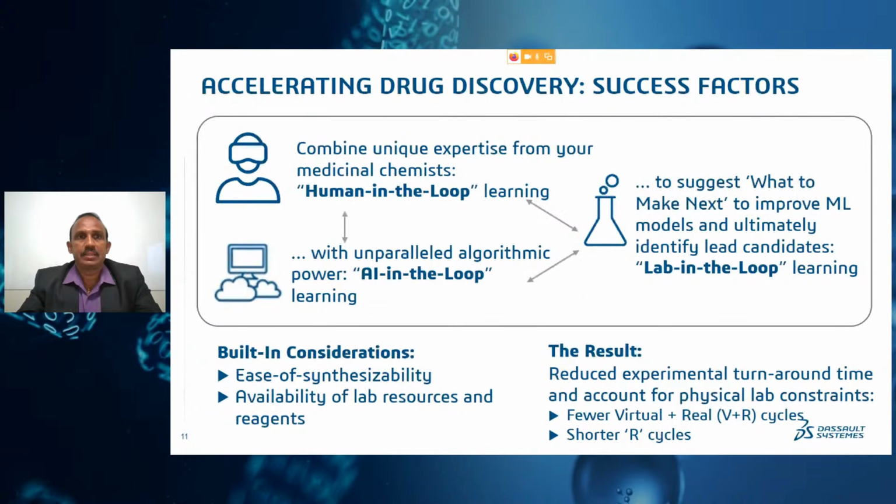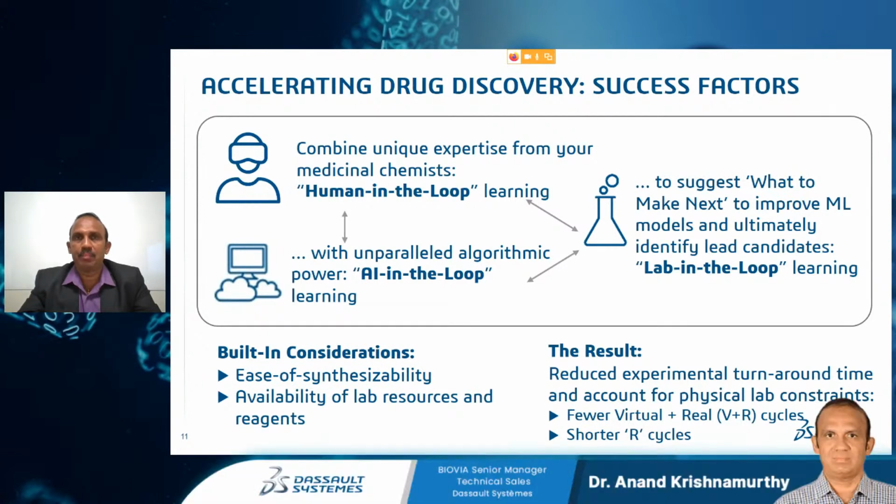So what does accelerating drug discovery success factors come in? So basically you need a human in the loop type of learning. You have an AI in the loop for the learning, to suggest to the medicinal chemist at the lab, basically lab in the loop learning, where you will be able to synthesize only the required molecules rather than all the molecules that you screen. That's the idea behind the whole accelerating drug discovery process using generative therapeutics design.